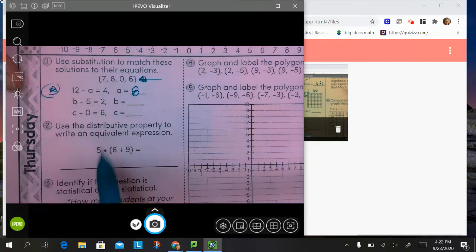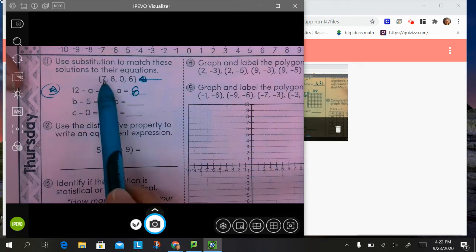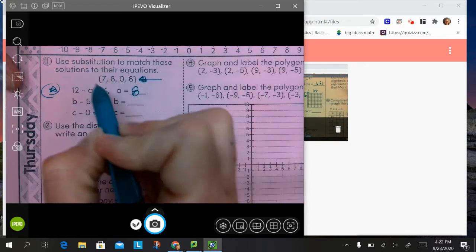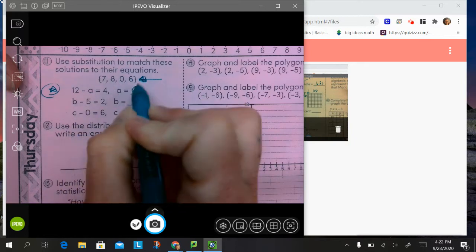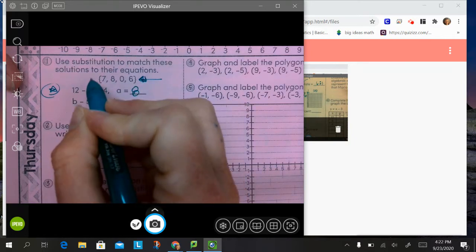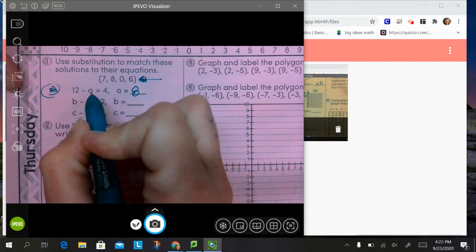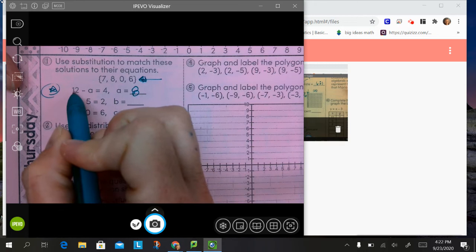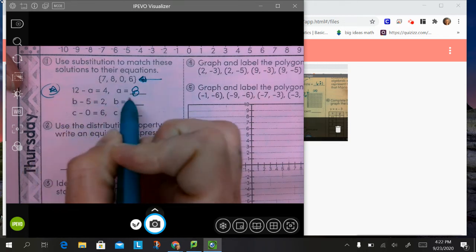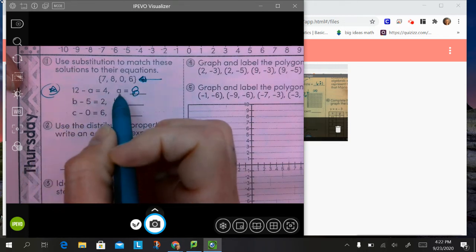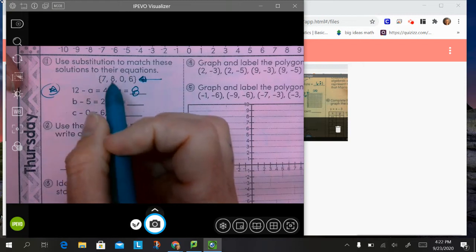All right, take a look at number 1. It says use substitution to match these solutions to their equations. The options that they give us are listed right here. We have 7, 8, 0, and 6 to choose from. And what they want to know is which value here could go in and fit into these variables. Okay, so take a look at the first one where it says 12 minus a equals 4. We need to figure out what a could be.